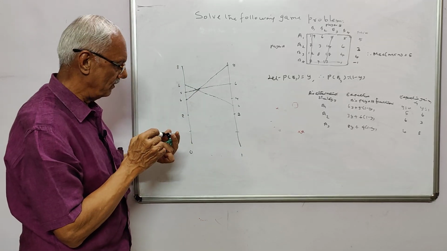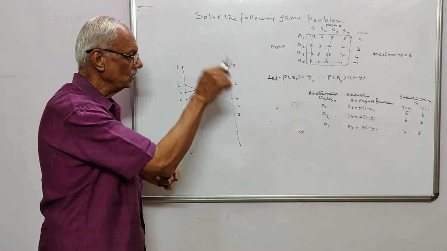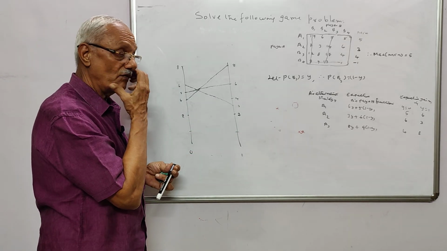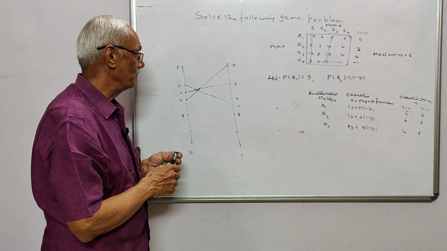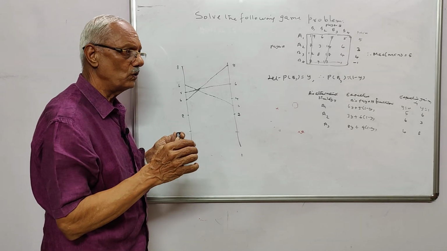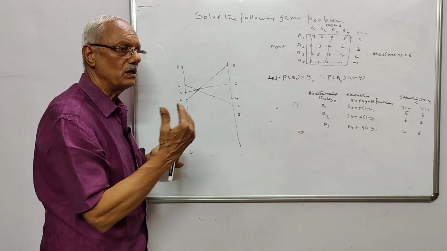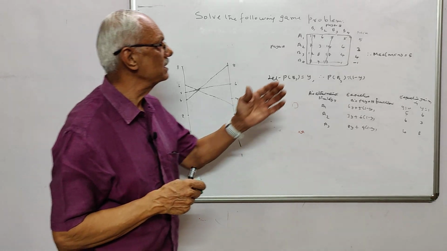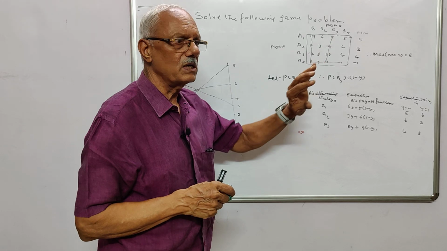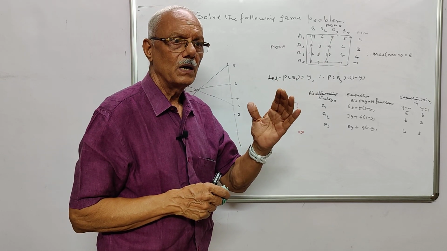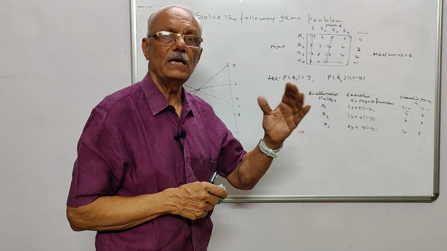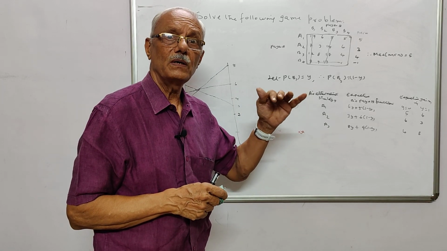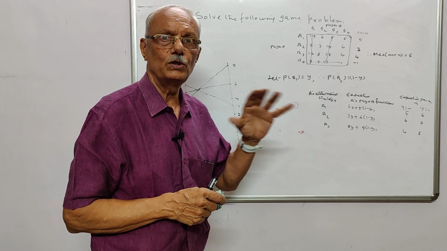So you see that I have drawn this. I have drawn the 3 lines, and after drawing the graph, you try to find out, now your problem is to find, keeping this B, what is the gain or loss? That is what I am going to find.